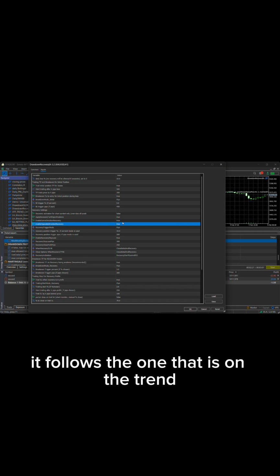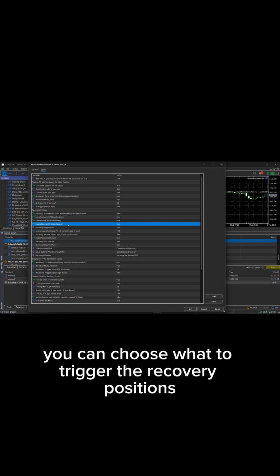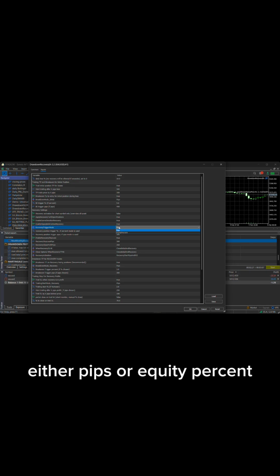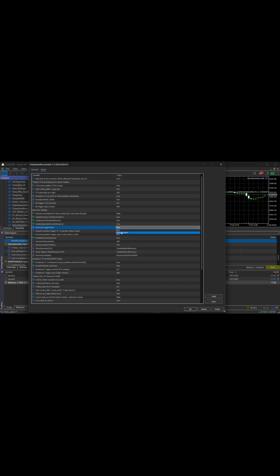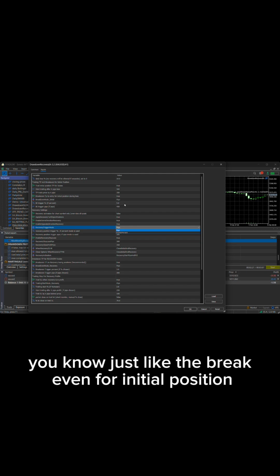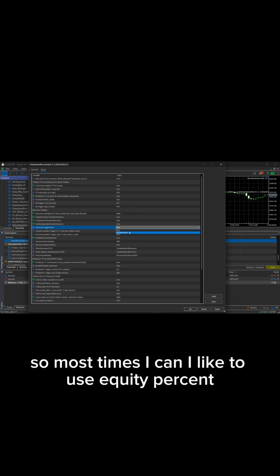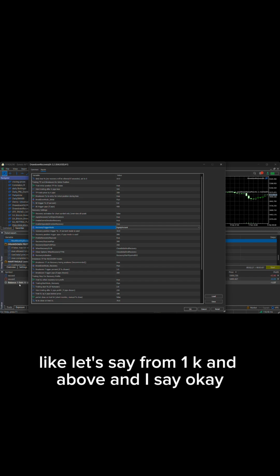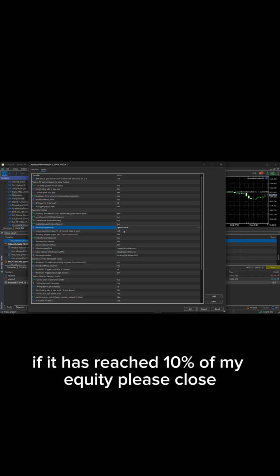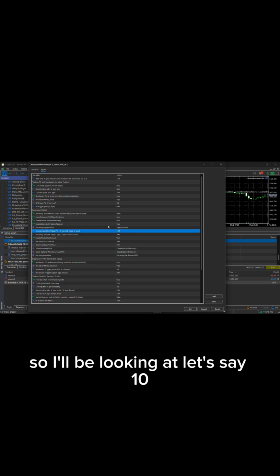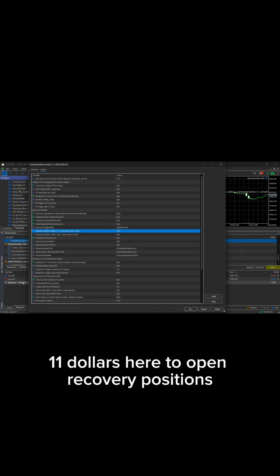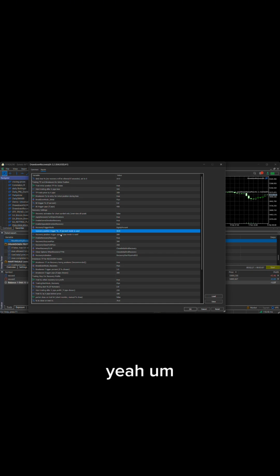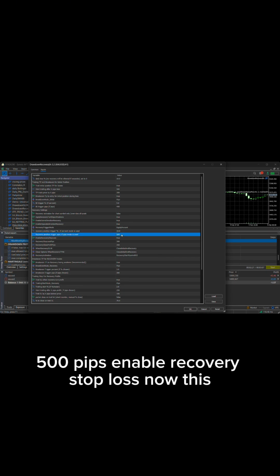So when both of them are true, it follows the one that is on the trend. Recovery trigger mode, you can choose what to trigger the recovery positions, either pips or equity percent, just like the break even for initial position. Most times I like to use equity percent. So if I'm using a big account, like let's say from 1K and above, I say, okay, if the loss has reached 10% of my equity, please open recovery. So I'll be looking at, let's say, $10, $11 here to open recovery positions. This is if it is pips. You can also use pips and say, okay, 500 pips.